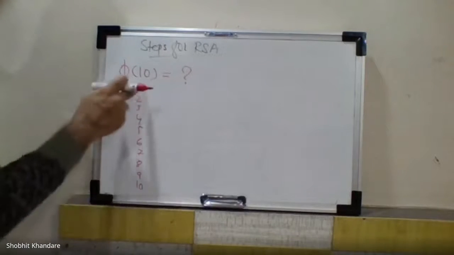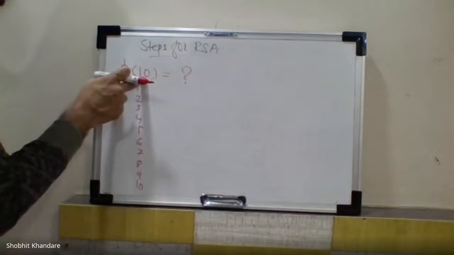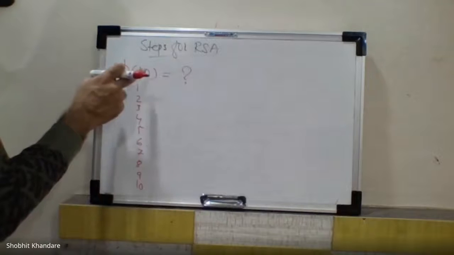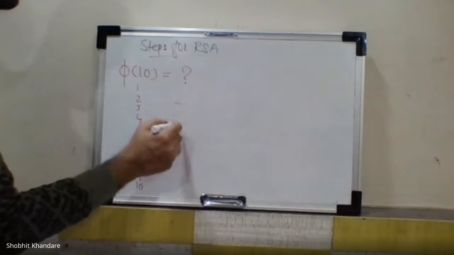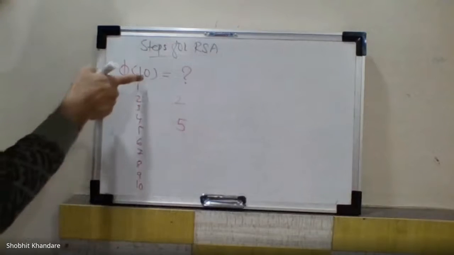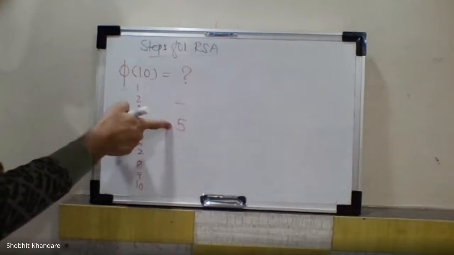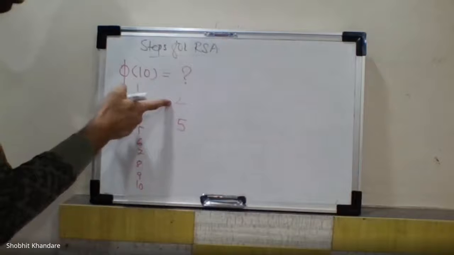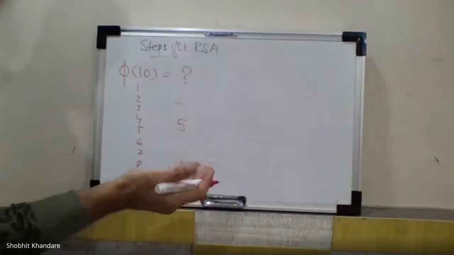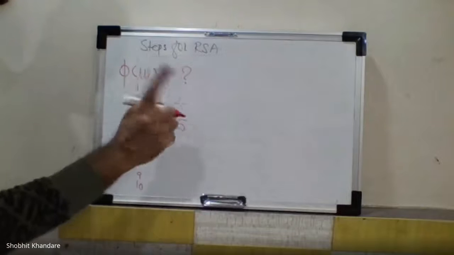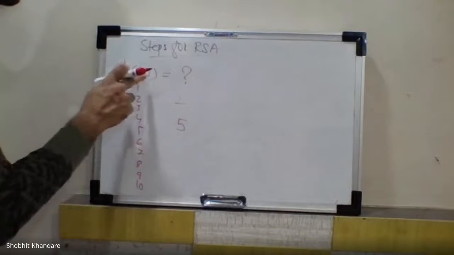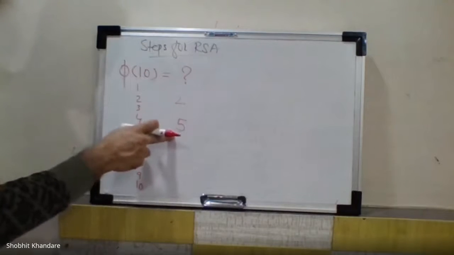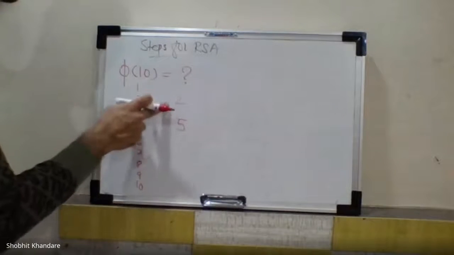Then you find the factors of 10. The factors of 10 are 2 and 5, since 2 fives are 10. Now 10 and 1 are also factors, but do not take the same number. Other than 1 and the number itself, you take the other factors. So it becomes 2 and 5.